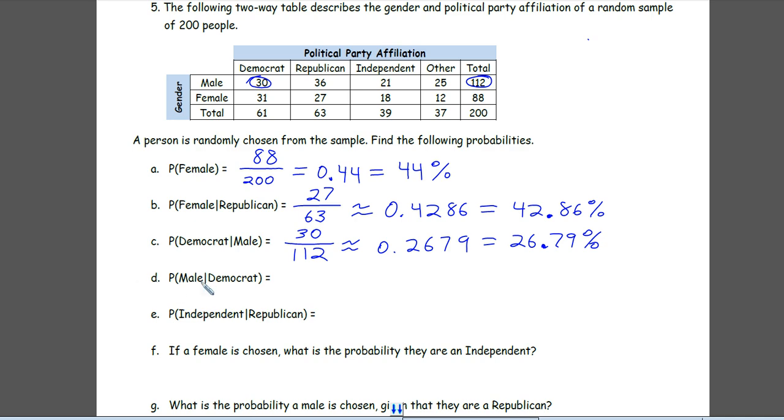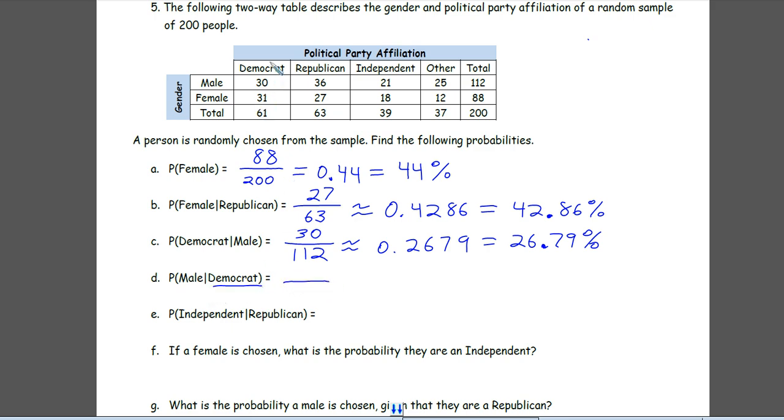Part D, what's the difference? Well, these look similar, right? This says the probability that a male is chosen if we're given that they're Democrat. So notice that the order matters, right? These are reversed order. So let's read it the other way. We could say if a person's a Democrat, what's the probability that they're male? So we know the person's a Democrat.